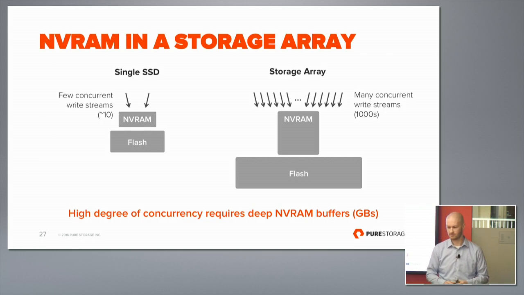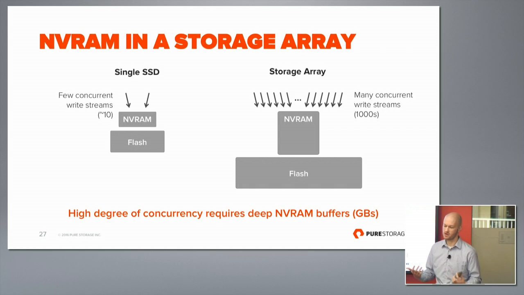Well, in a consumer environment or in a direct attached server environment where I have a single SSD, I probably have relatively few concurrent write streams, 10 or fewer concurrent independent write streams. And so I don't need a lot of buffering. But in a large scale storage array that's designed to hit thousands of concurrent clients, hammering away on our storage system, we need a lot more buffering to be able to do that deinterlacing.